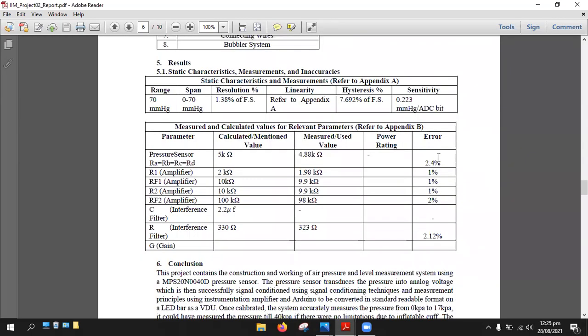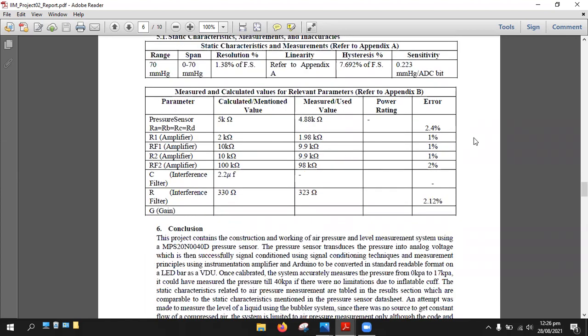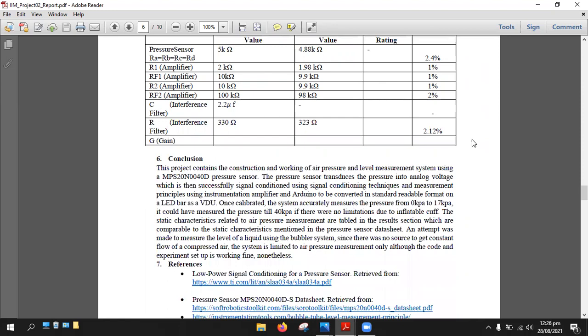And these are the final results that we obtained for our designed instrument. The range of our instrument was 70 millimeters of Hg with the following span and resolution of 1.38 degrees Celsius of full scale deflection. Similarly, it has a sensitivity of 0.223 millimeter Hg per ADC bit. The ADC resolution of the Arduino is about, I think, 10 bits, which gives us a value of 0 to 4095. According to that, this sensitivity was calculated. And this second table includes the percentage errors that were present within our designed instrument.